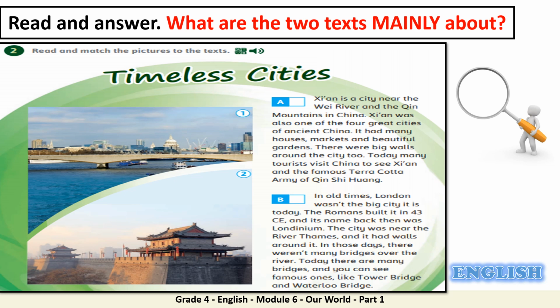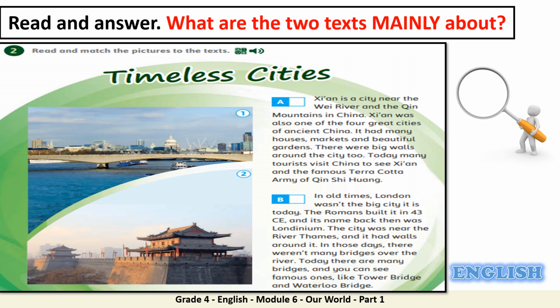Timeless cities. Xi'an is a city near the Wei River and the Qin Mountains in China. Xi'an was also one of the 4 great cities of ancient China. It had many houses, markets, and beautiful gardens. There were big walls around the city too. Today, many tourists visit China to see Xi'an and the famous terracotta army of Qin Shi Huang.